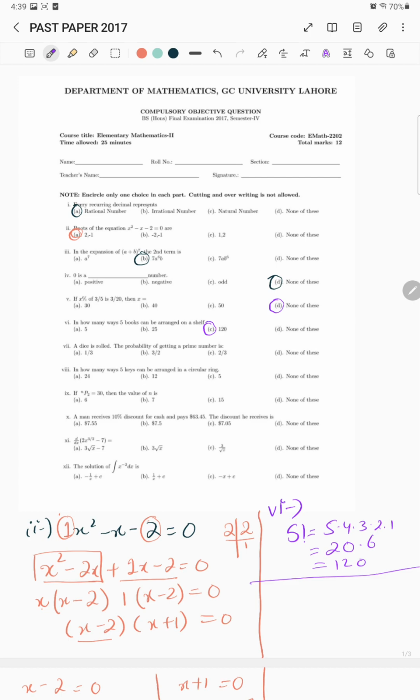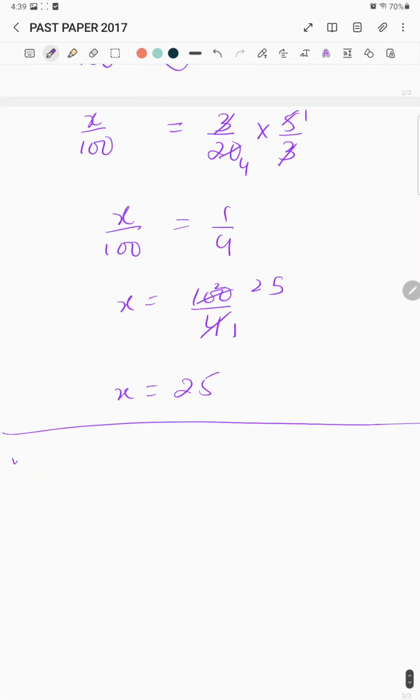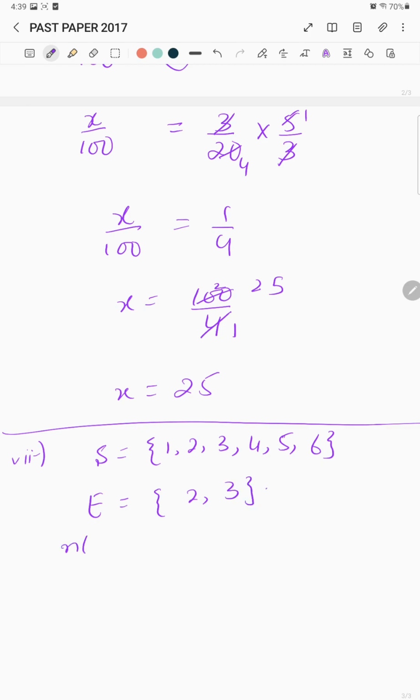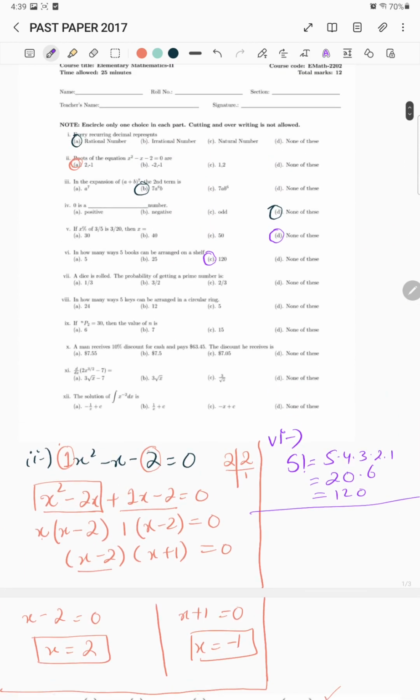A dice is rolled. The probability of getting a prime number is. Question number 7. So when a dice is rolled, the sample space is 1, 2, 3, 4, 5, 6. Event is a prime number. So how many prime numbers are there? 2 and 3. So n of s is equal to 6 and n of p is equal to 2. So probability of the event is 2 by 6, 1 by 3. For question number 7, it's 1 by 3.